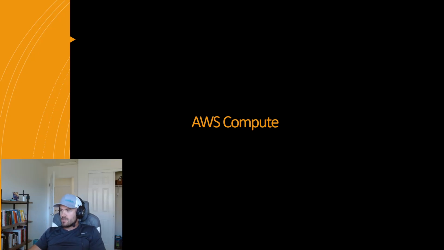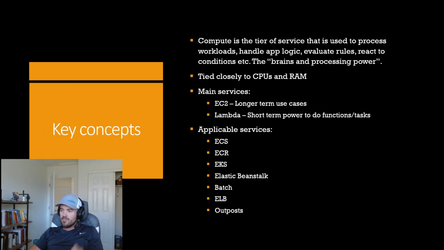All right. So, having said that, let's go ahead and get right into it here. Compute is the tier of service that's used to process workloads, that's used to handle application logic, evaluate rules, react to conditions, pretty much anything, right, that needs doing is in some way, shape, or form compute. And you could think of it as the brains and the processing power, right? It's the backbone that powers everything else, all right? It's tied closely to CPUs and RAM.